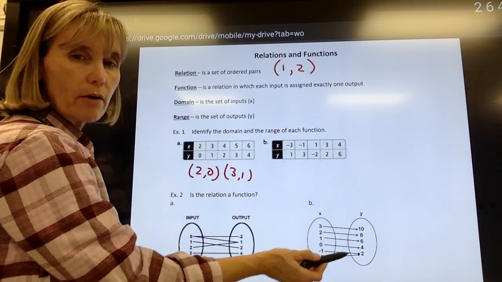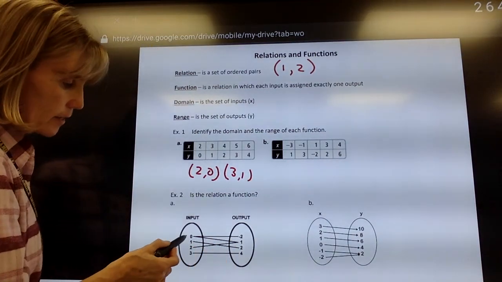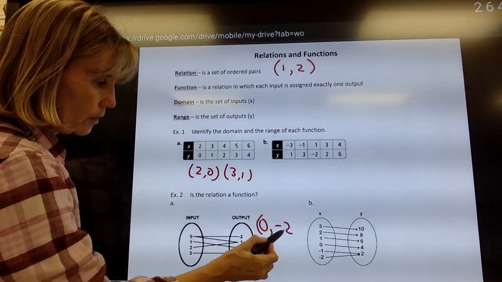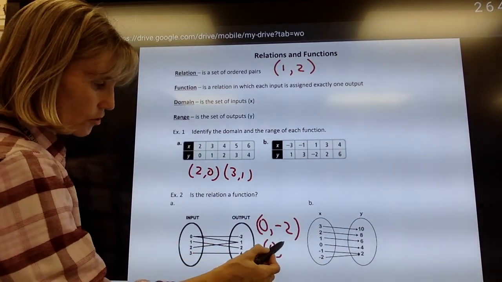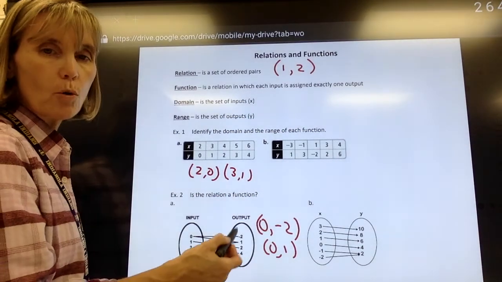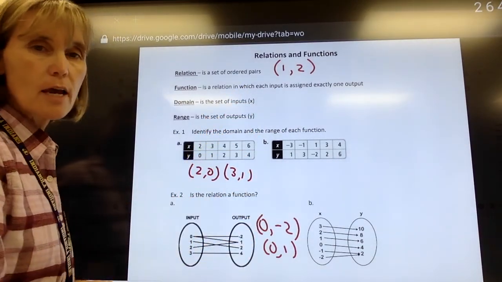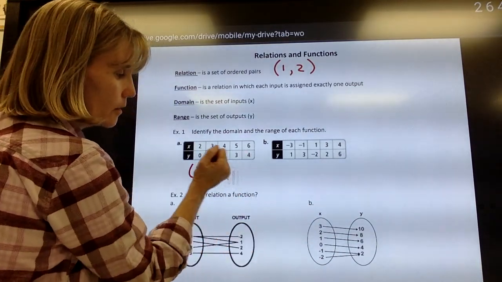And even what you see down here, these are mappings. These represent ordered pairs as well. I can see that 0 has a line that is mapped over to -2. Okay, I can see that 0 has a second line that is mapped over to +1. So I can create ordered pairs out of that mapping as well. So these are all different ways that a relation might be shown to you on this assignment and in this chapter.